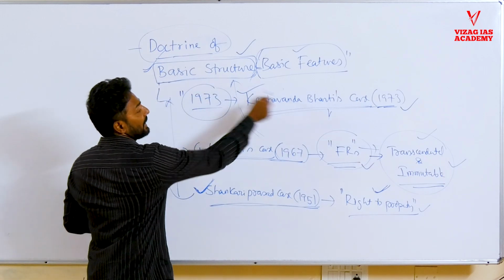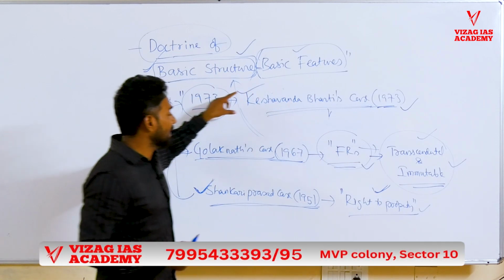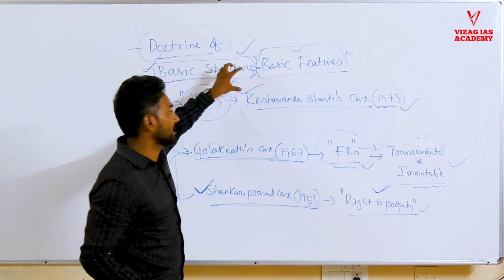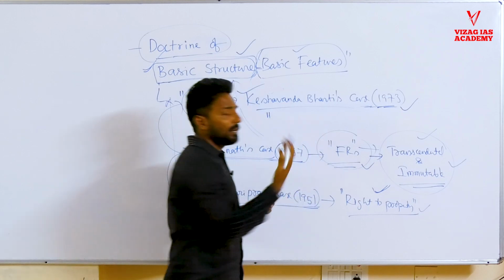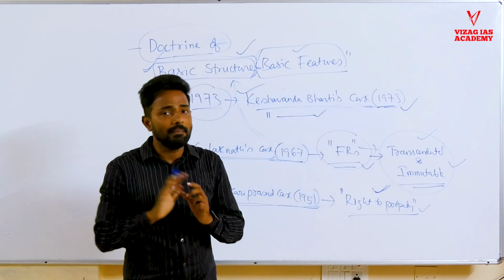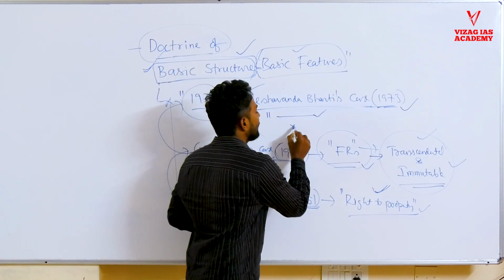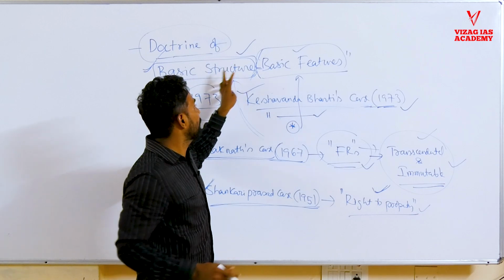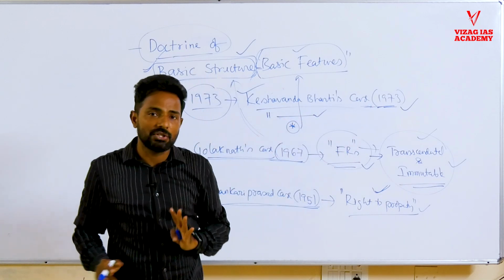But in the famous Keshavananda Bharati case, the Supreme Court again reversed its judgment and came up with the concept called basic structure. It supported the earlier stand of Shankari Prasad: the Parliament can amend anything in the Constitution, including fundamental rights, but subject to one condition. What is that? Subject to the basic structure or basic features, which means that without disturbing or violating the basic features of the Constitution, the Parliament can amend anything, including fundamental rights.